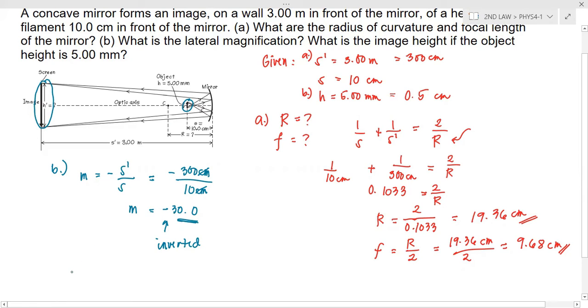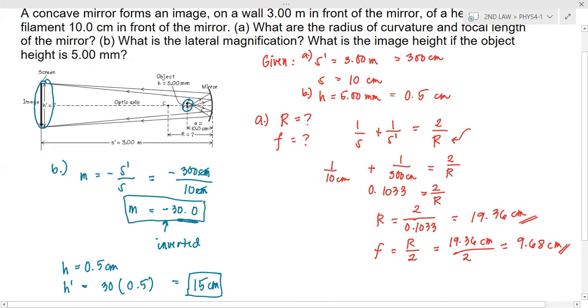Now, to solve for the image height, given that the object is 5 millimeters or 0.5 cm, we will multiply 30 by 0.5. This will give us 15 centimeters. So that is the answer for this problem.